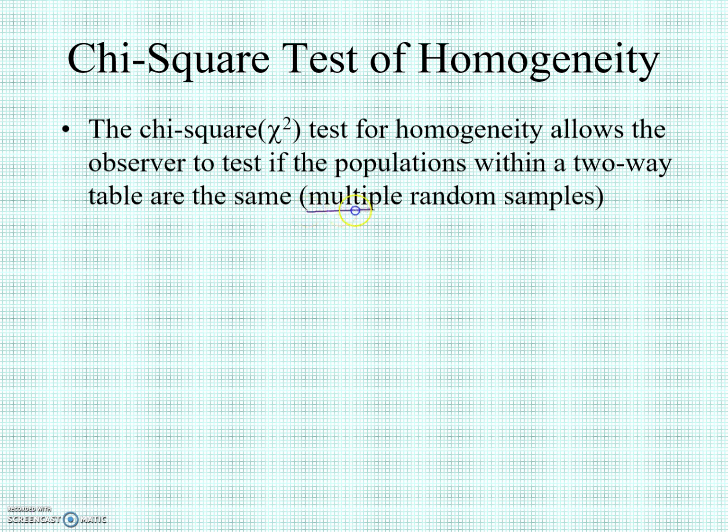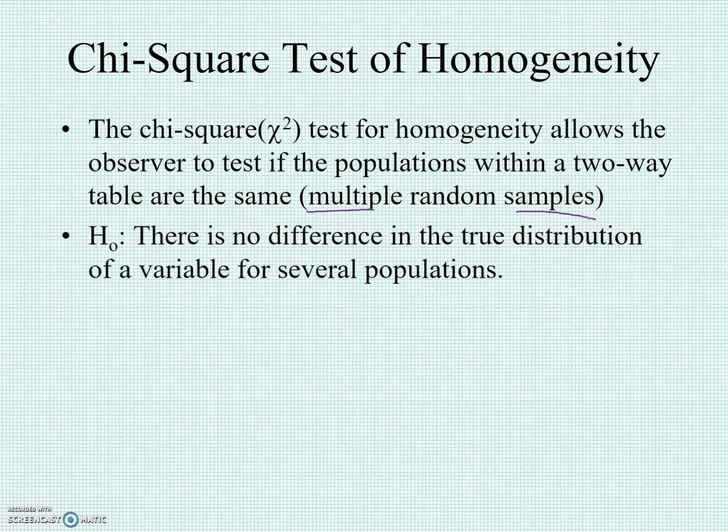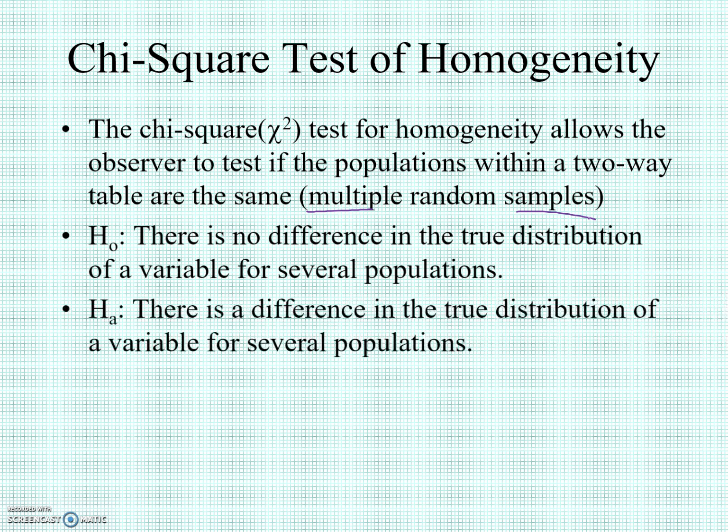You have multiple samples. So anytime you see a two-way table and you know that it's related to multiple samples, that tells you it is a chi-square test of homogeneity. Our null hypothesis is that there is no difference between the true distribution of a variable for several populations, while our alternative is that there is a difference. And again, we will find a chi-squared value, compare that to a p-value, and determine if we will reject or fail to reject our null.